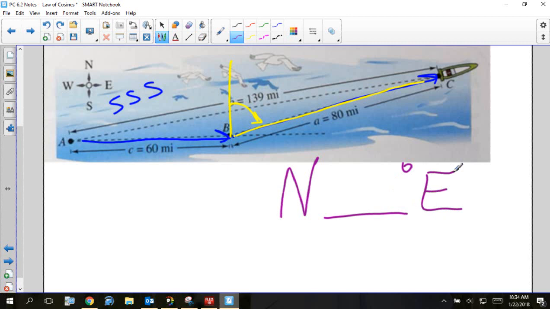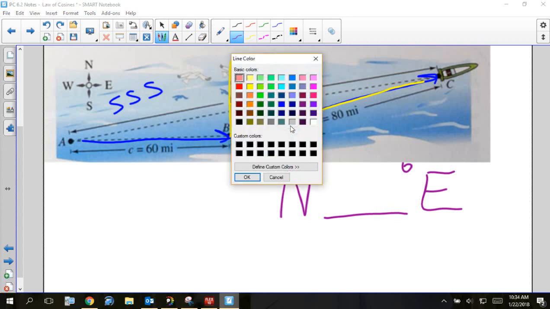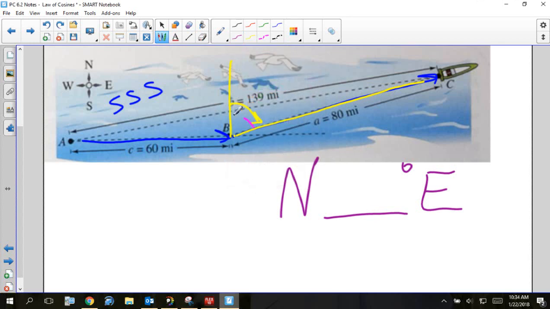So our answer is going to be north something degrees east. So we have to find that angle. That angle is part of a different angle. What angle is that part of? B. And since we have side by side, we can find the entire angle B by using law of cosines. So we can find all of angle B by using law of cosines.